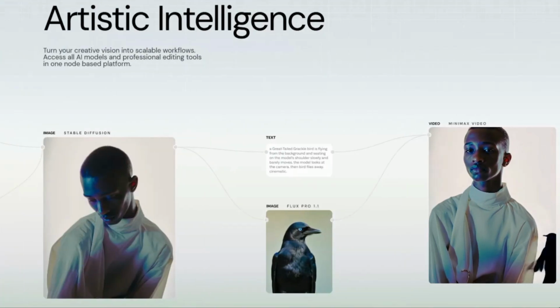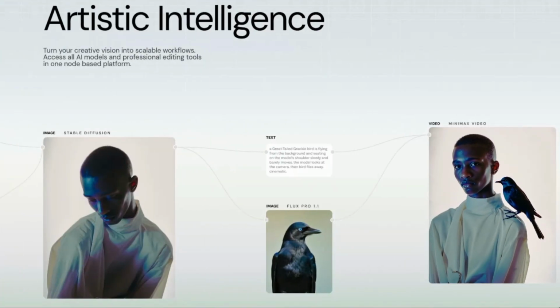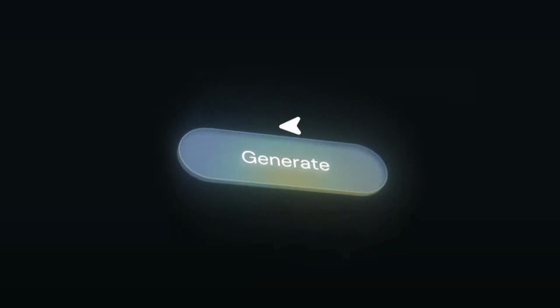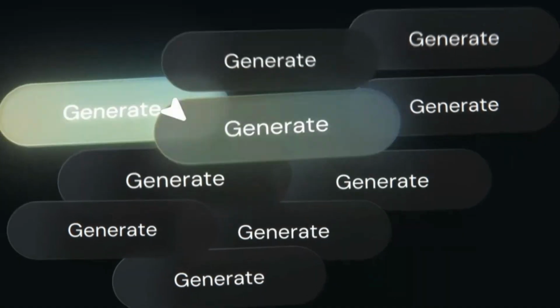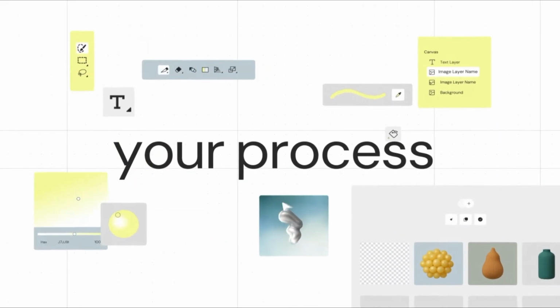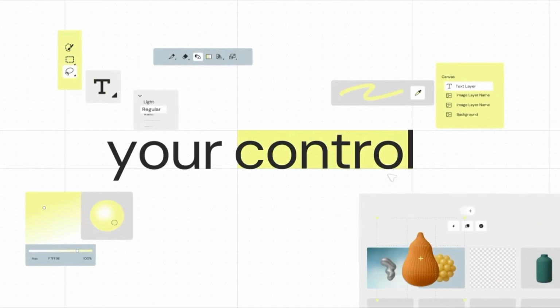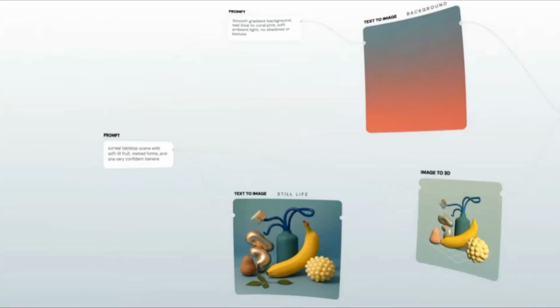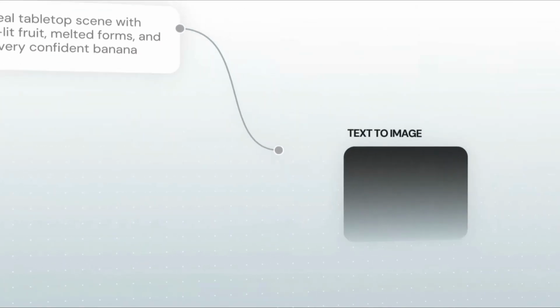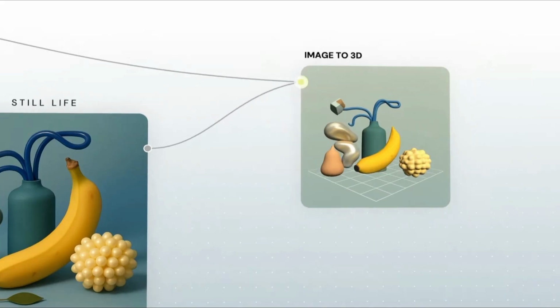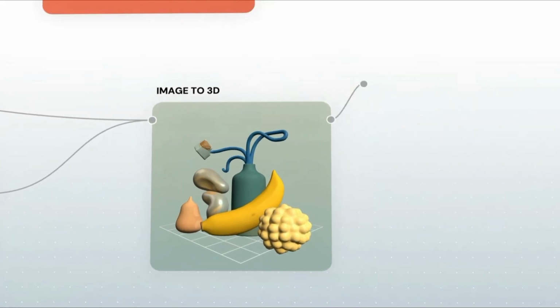Artificial intelligence is everywhere right now. We're at a point where almost every week a new tool drops, promising to change how we create. But here's the thing. Most AI platforms feel like they fall into one of two extremes. On one side, you have the one-click tools that give you quick results but almost no control. You type a prompt, hit generate, and what comes out is what you get.